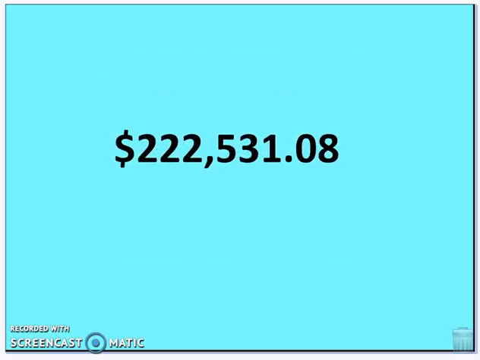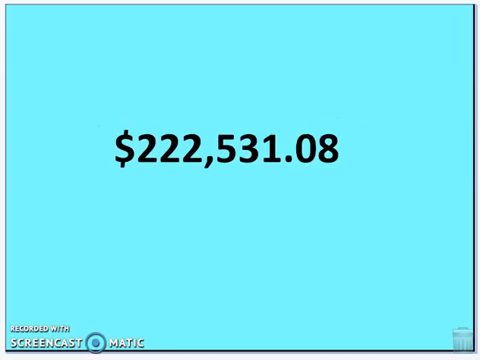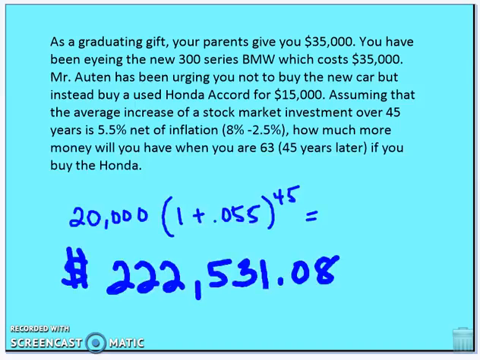All right, so the difference between the two cars is $20,000. You're going to take that $20,000 at 5.5% interest over 45 years, and you'll end up with an amount of $222,531. And this is the equation and the solution.